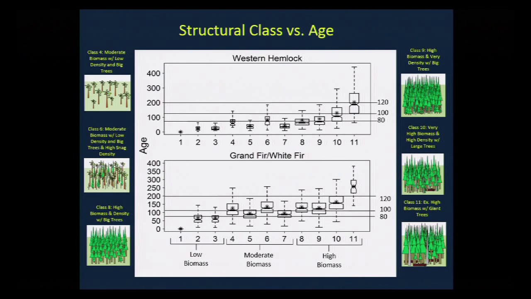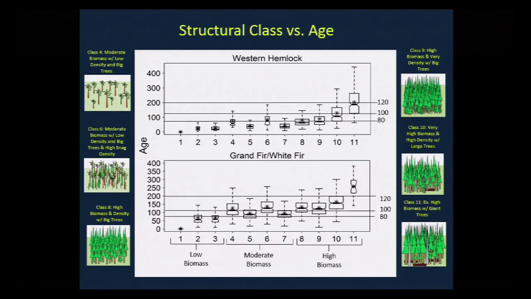So the next thing is, we have this new classification, and it's based exclusively on structure. We haven't brought age into it at all yet. So how do these buckets that come out actually correspond with age? I'm going to break it down into the western hemlock and the grand fir vegetation zone. If you look at western hemlock, again, these structural classes are lined up by increasing live biomass and basal area.